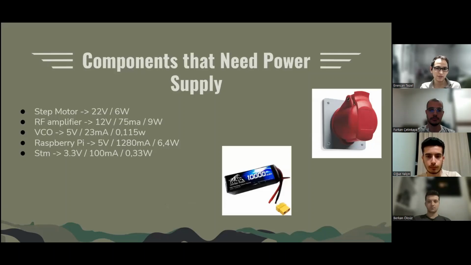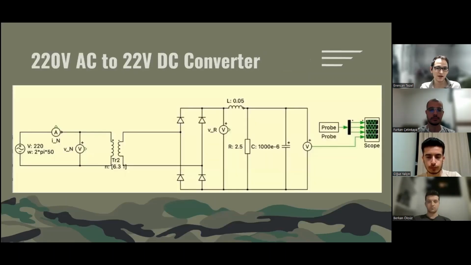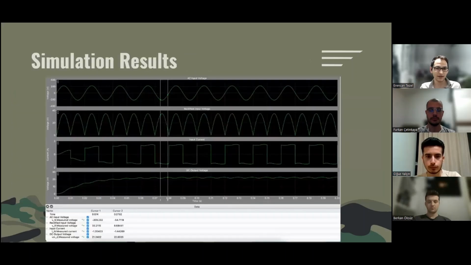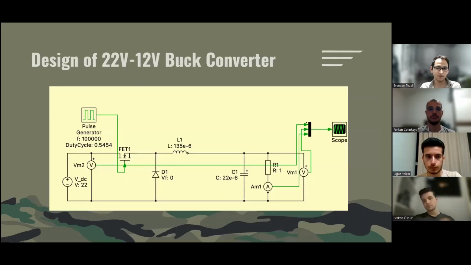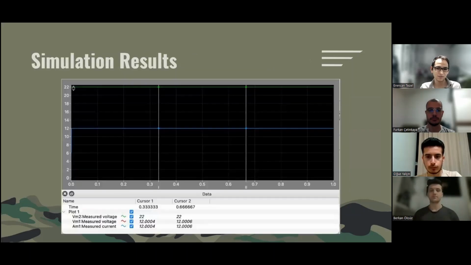For power electronics, we first calculated the total required power. Here you can see our AC to DC converter. We tested it in simulation and achieved our desired values. We designed DC to DC converters at various voltages. Here is one of them. We tested all of them in simulation again.